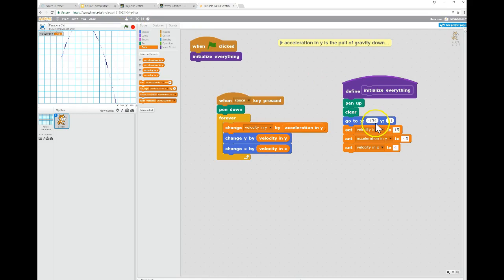I'll make him start someplace lower. -110. Okay. There we go. So I hope you'll play around with it and change different things in the velocity.